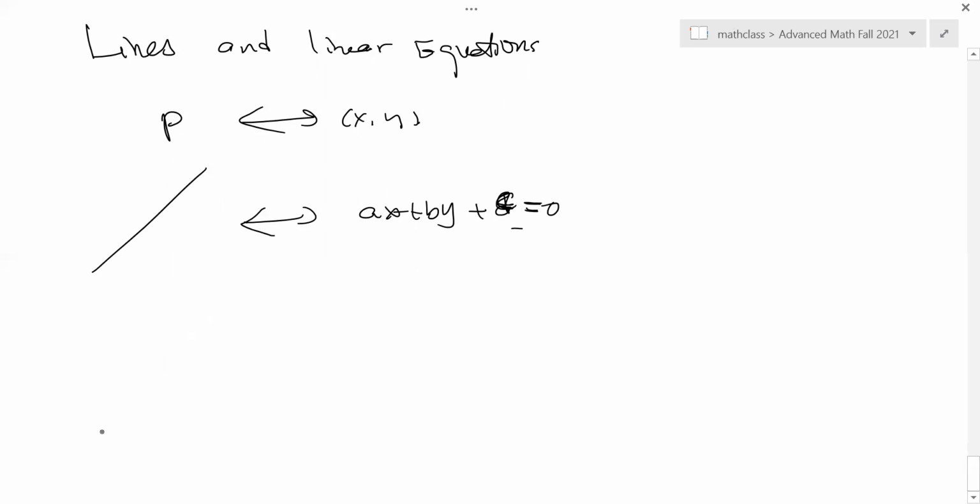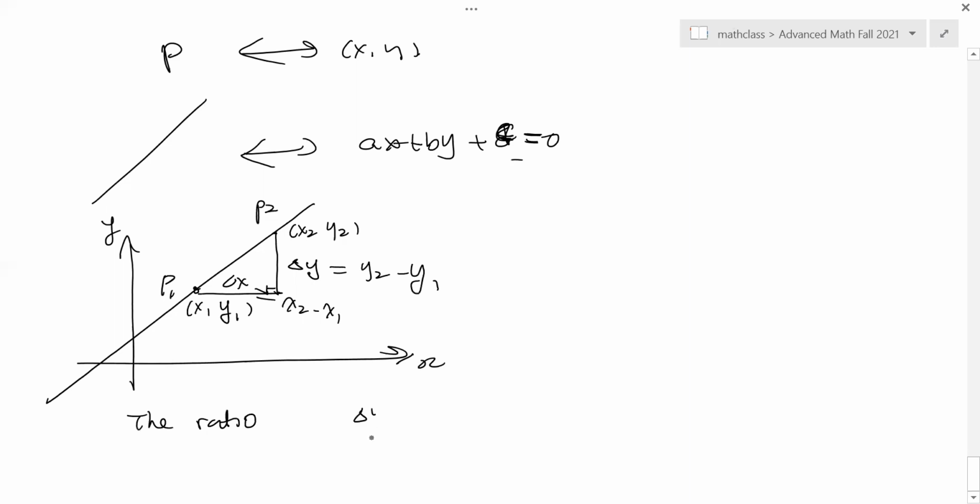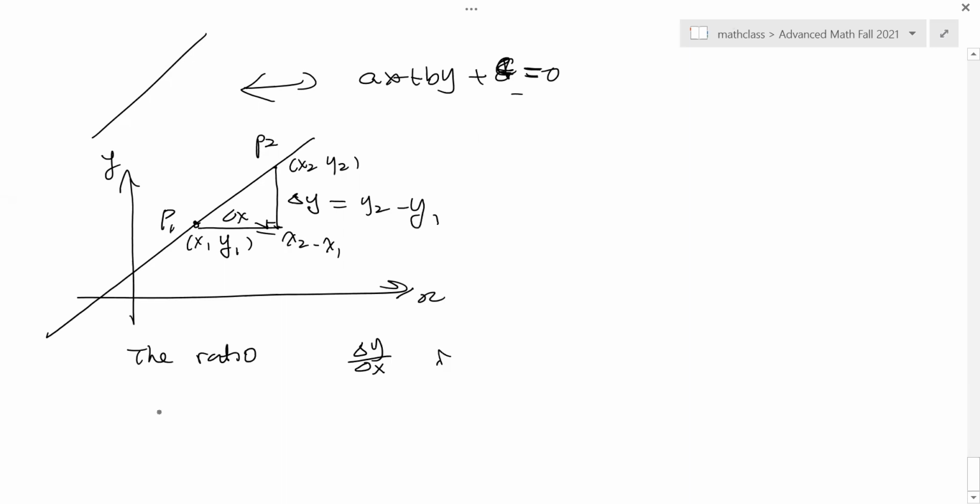First of all, here's a straight line, right? Here are the axes, x and y. This is a point P1, and this is point P2. So you get a triangle, right? If this is delta y and this is delta x, then delta y is y2 minus y1, and delta x is x2 minus x1. I find that this ratio, delta y over delta x, is a constant.